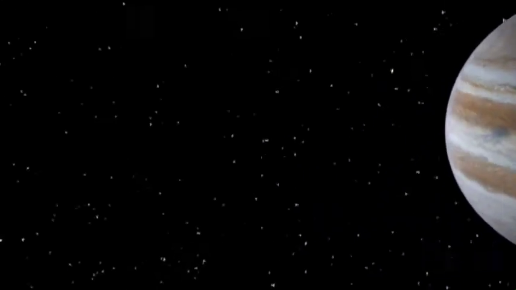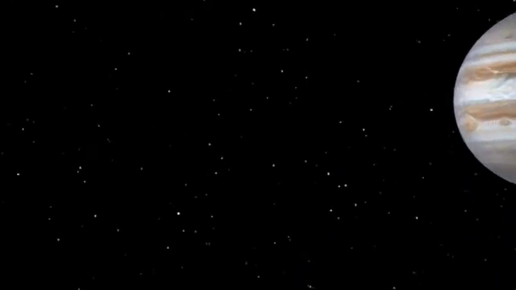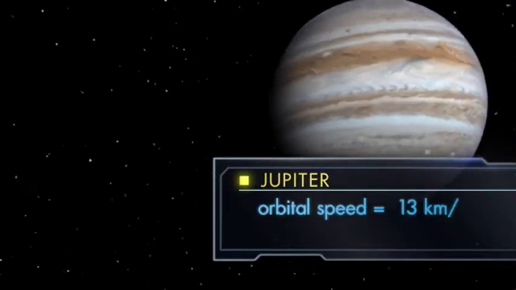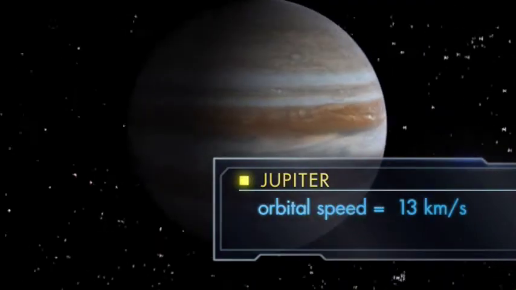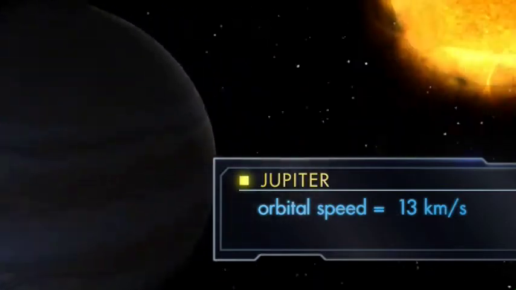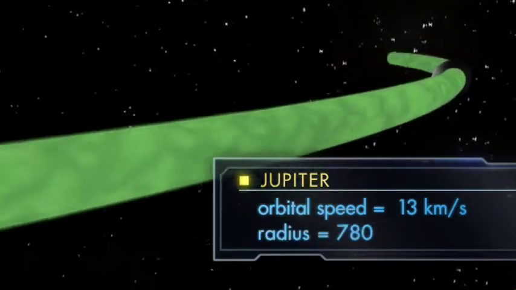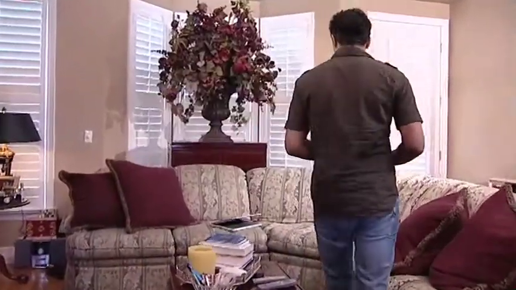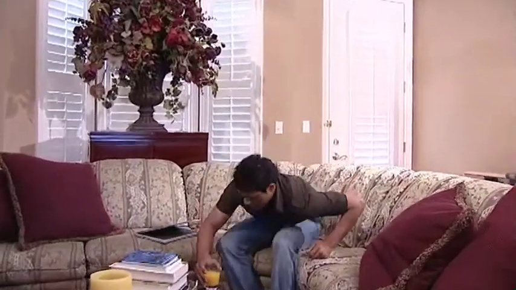We can calculate the mass of the sun by measuring the orbital speed and radius of one of the planets, such as Jupiter. Jupiter orbits the sun at 13 kilometers per second. The shape of Jupiter's orbit is essentially circular, with a radius of 780 million kilometers. So how can we use these two numbers to calculate the sun's mass?